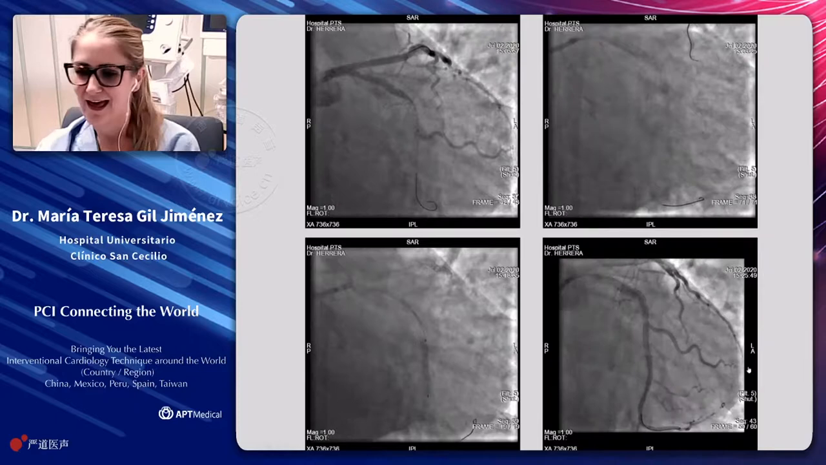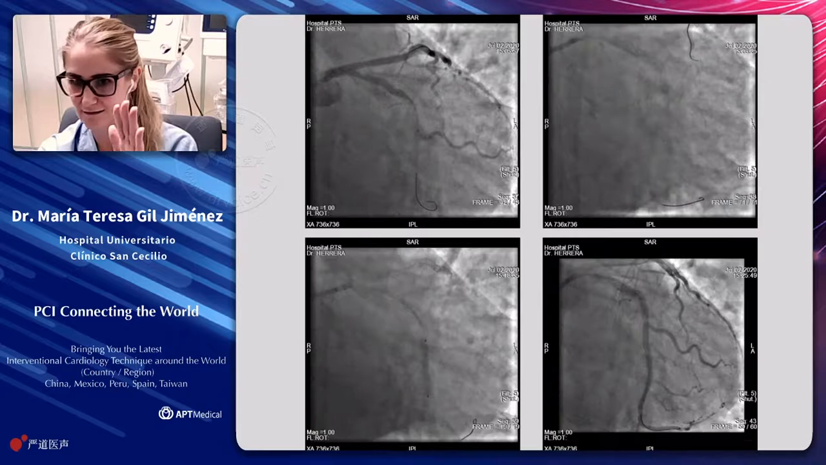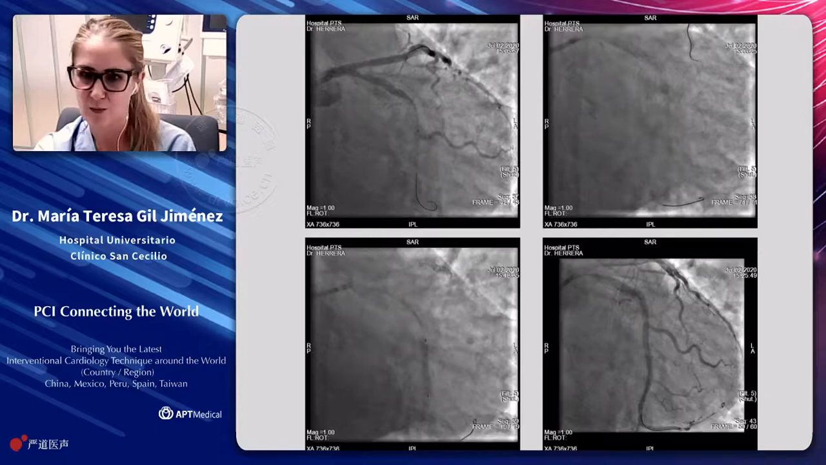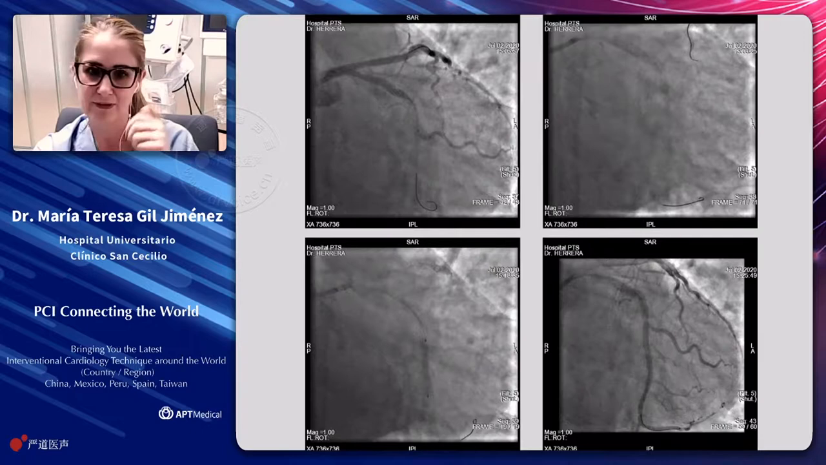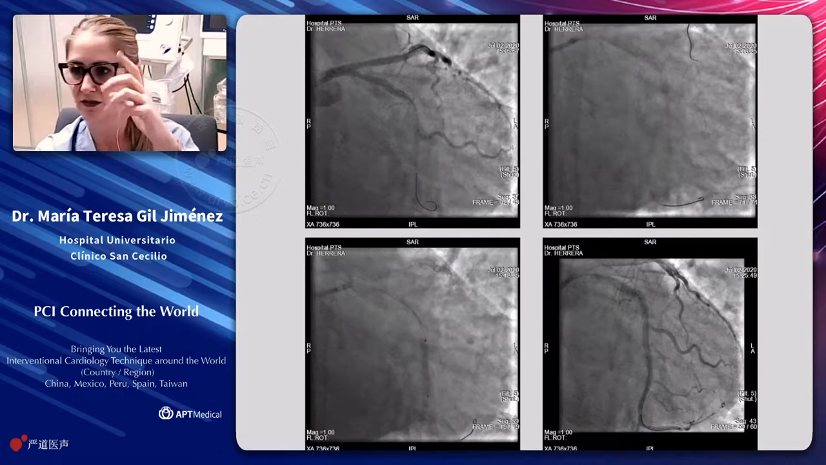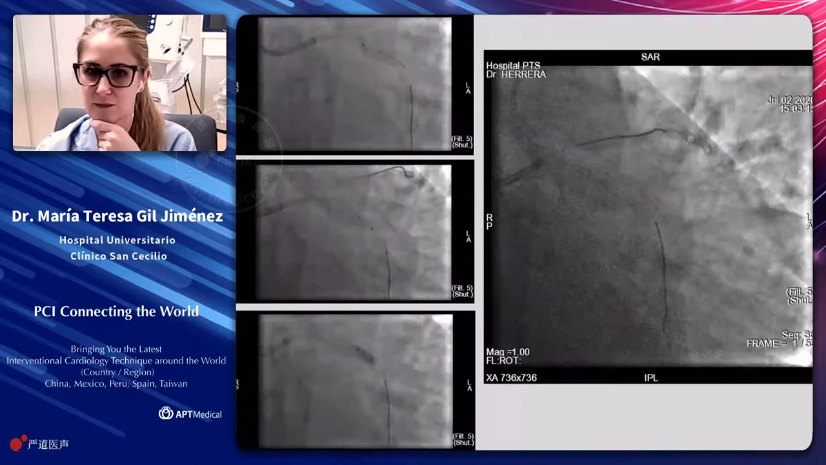What I want to show you with this patient is that we're sure this young woman has some kind of predisposition to dissection, because it happens in the three vessels. Probably in the right coronary artery it had to do with the extension of the catheter, in the diagonal it has to do with the guide wire, but here we think that maybe it had to do with the spherical tip.